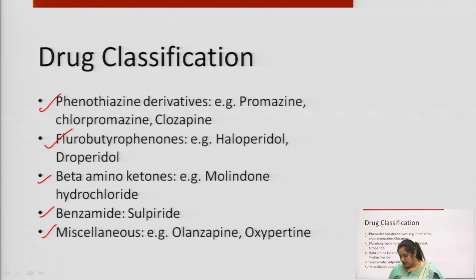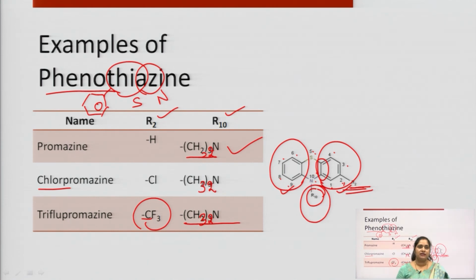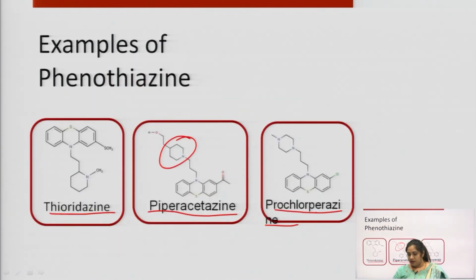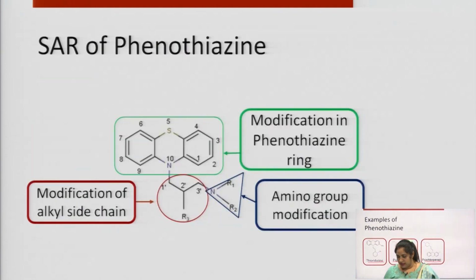The first category under study is phenothiazine. There are several examples of phenothiazine, like promazine, chlorpromazine, and triflupromazine. Further examples of phenothiazine are thioridazine, piperacetazine, and prochlorperazine. These are the drugs of this category.